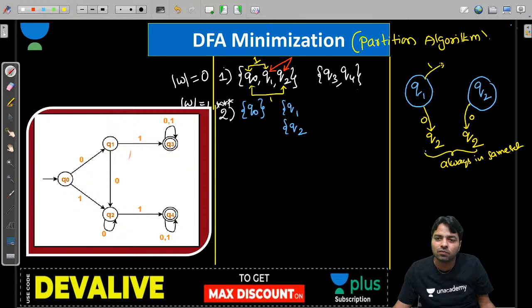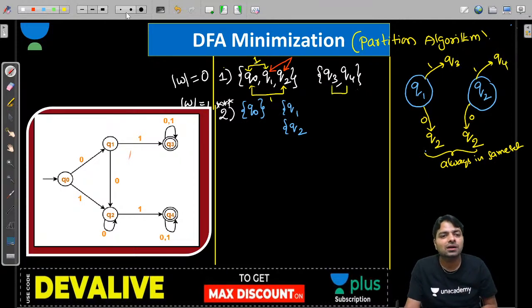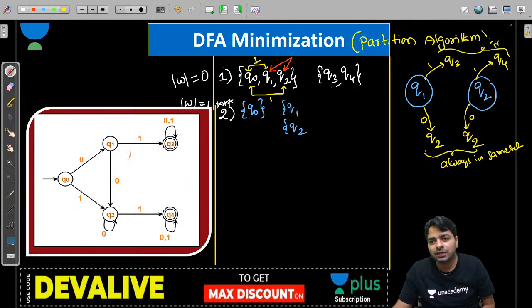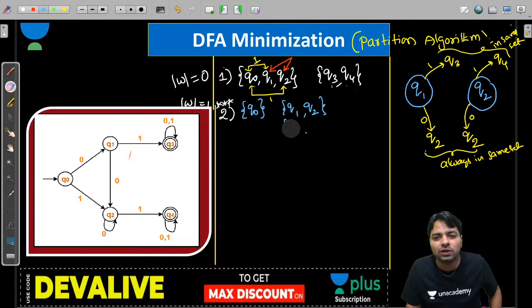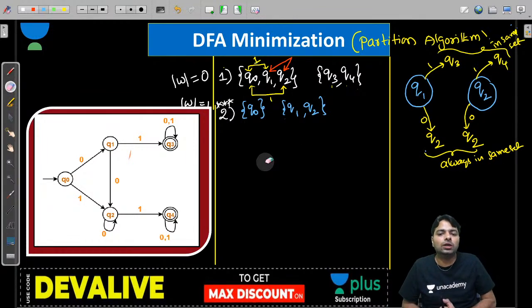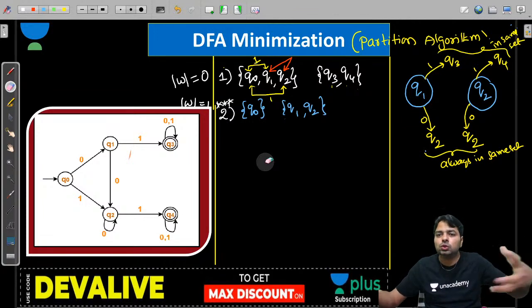Now Q1 on 1, Q2 on 1. Q1 on 1 goes to Q3 and Q2 on 1 goes to Q4. Guys, Q3, Q4, are they in the same set or not? Yes, they are in same set so far. Right? They are in same set. So Q1, Q2 you should keep together. If anybody is confused, please rewind the video. You will understand why I compared Q1, Q2. Everybody, so Q1, Q2 together, guys.